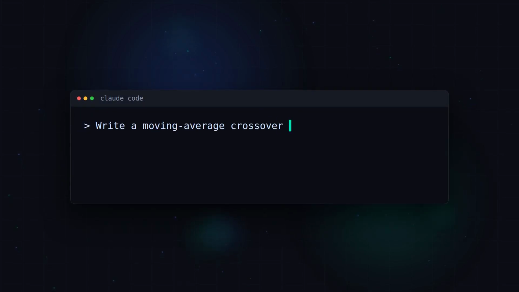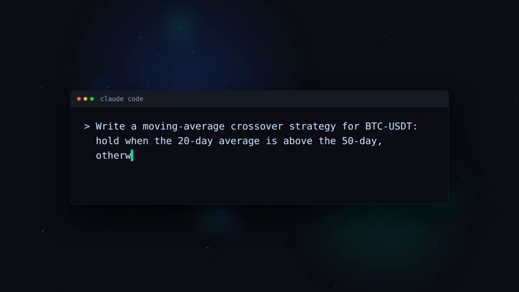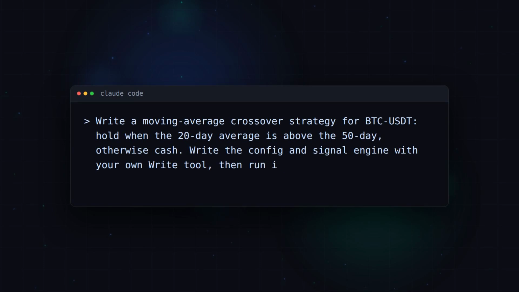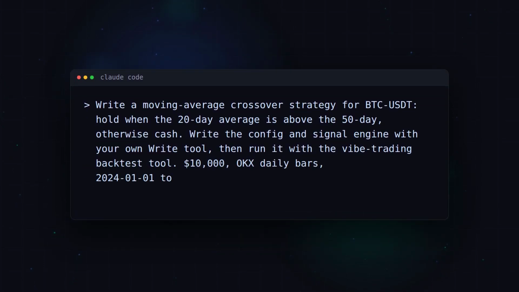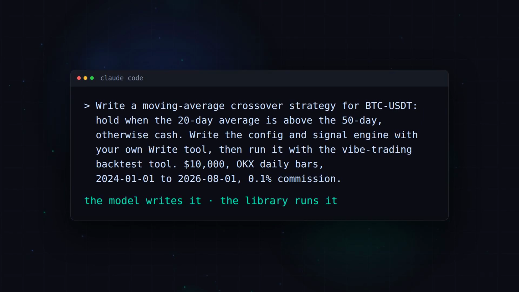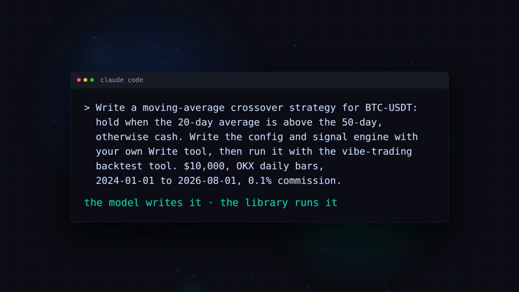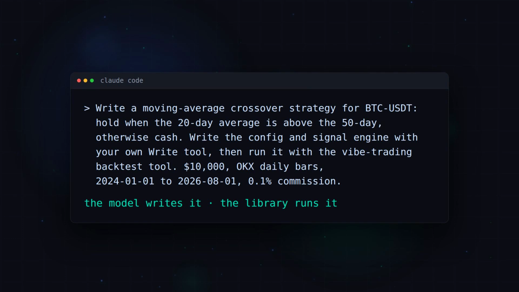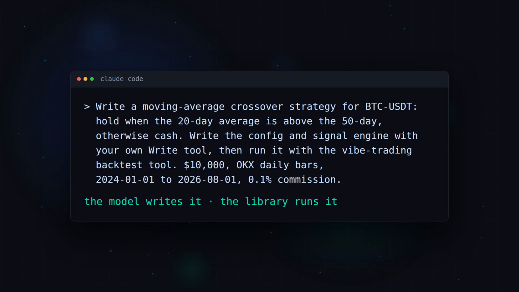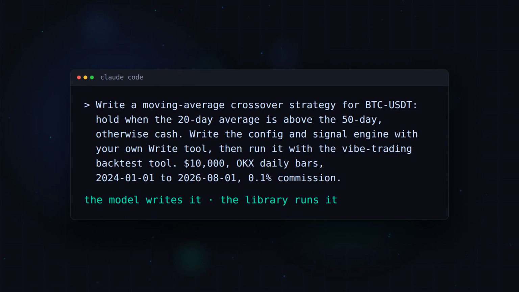Then I stopped asking for data and asked for a strategy, not one I wrote. I described it in a sentence. A moving average crossover. Hold when the 20-day average is above the 50, otherwise sit in cash. $10,000. OKX daily bars, 2.5 years. And write the config and the signal engine yourself, then run it with the library's backtest tool.